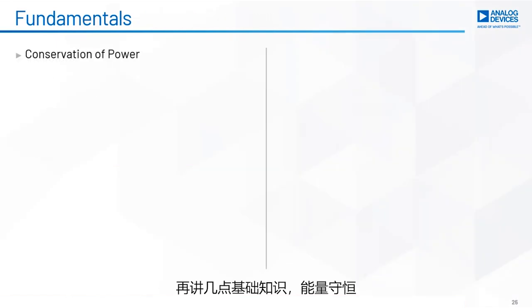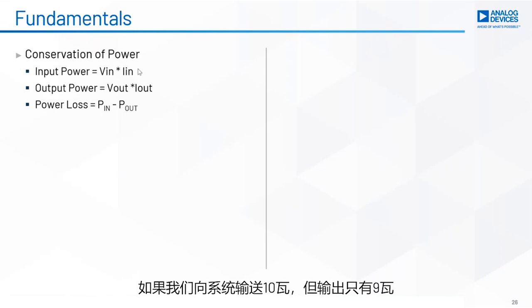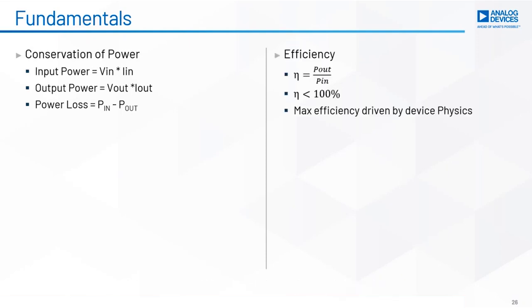Just a couple more fundamentals. Conservation of power. The input power is defined by V in times I in. So the input voltage times the current that we're drawing out of it, that's how much power is being delivered. That's the input power. The output power, V out times I out. And the power loss is the difference between these. So we put 10 watts into the system and our output only delivers 9 watts. That means we're losing a watt someplace. And that'll be important as we look at the different types of power converters.